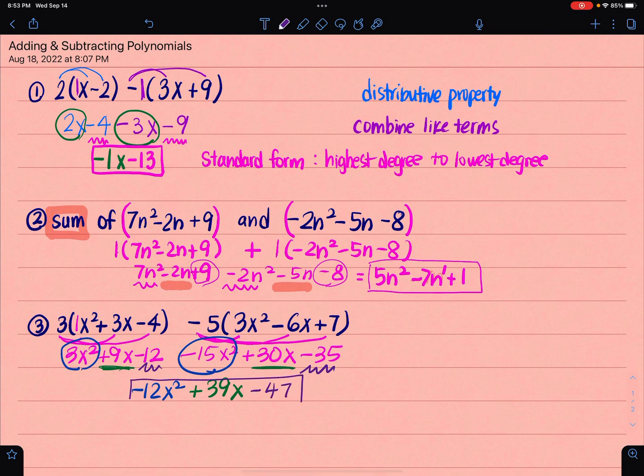So always keep in mind your final answers must be in standard form, and the polynomial that we just figured out is in standard form from highest degree to lowest degree.